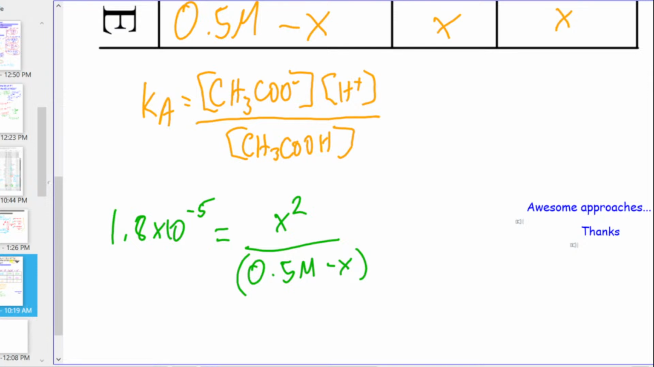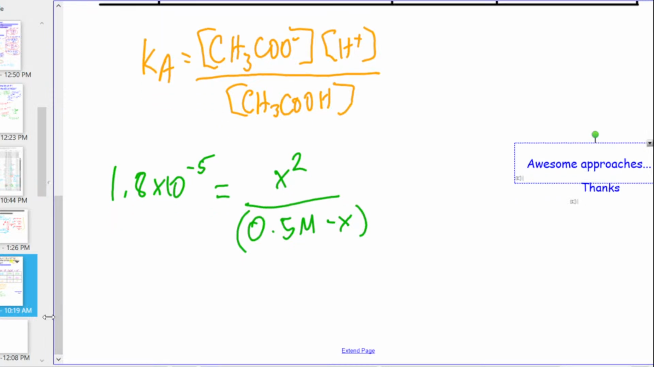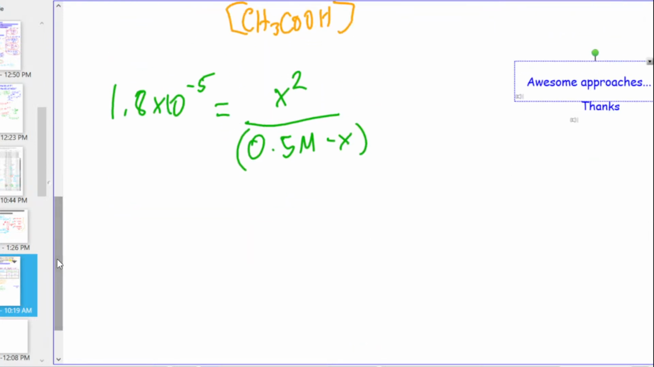And you may be thinking, Mr. Neufeld, you said I would never have to solve a quadratic in Chemistry 12. I even have a sound effect for this. Awesomeness approaches. Watch this. How can we solve this without solving for the quadratic?